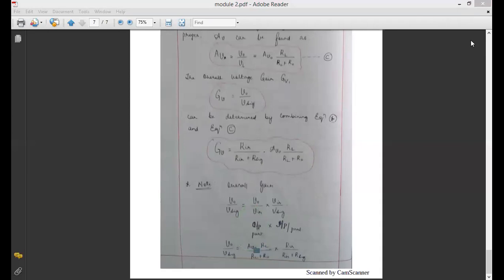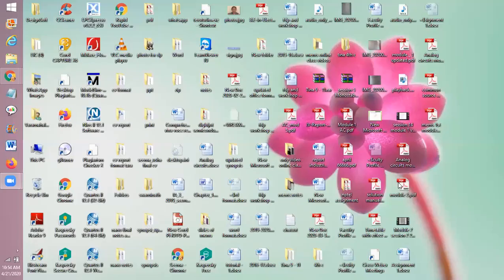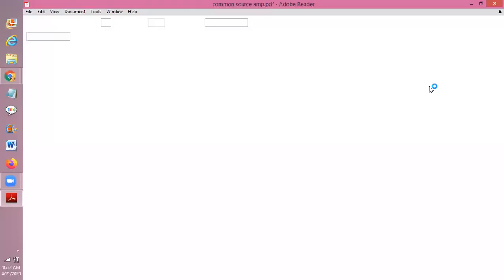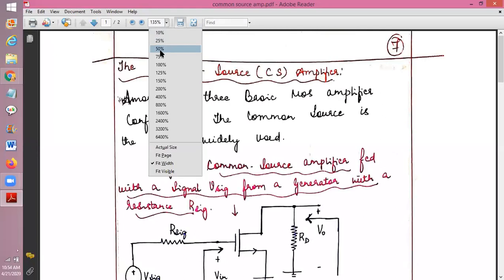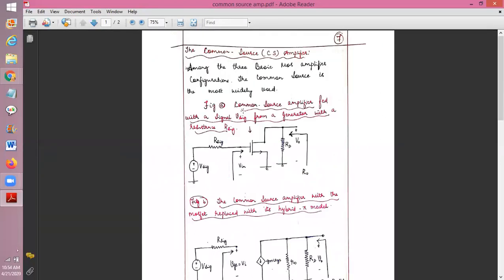Now we will go for another circuitry. Okay. So next we are coming to the common source amplifier. This is a 100% sure question. Please mark it.